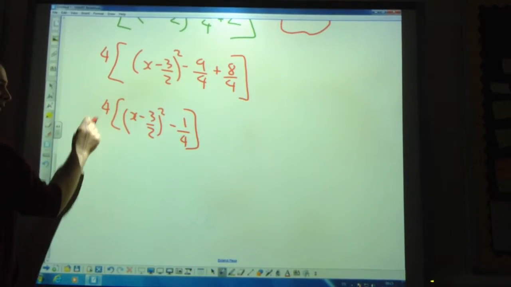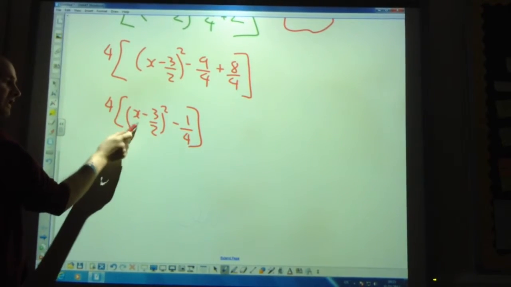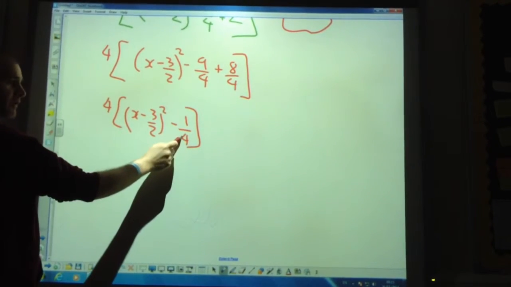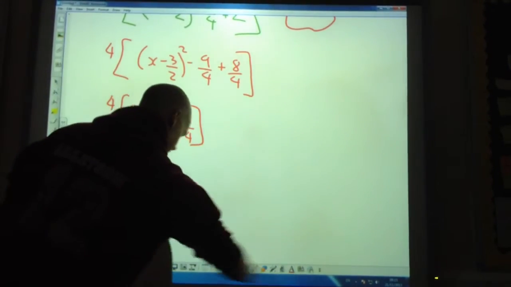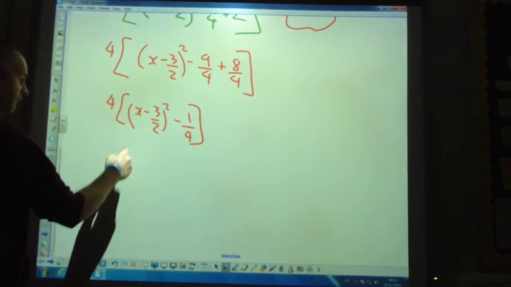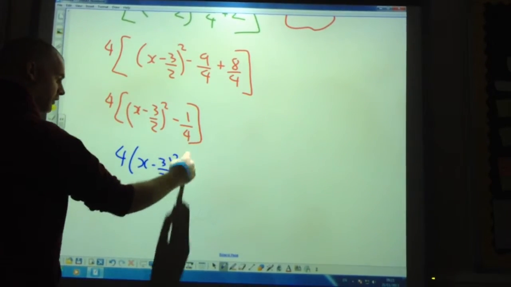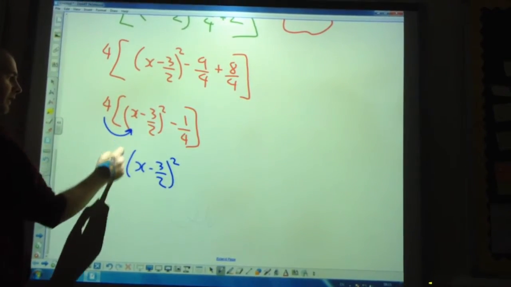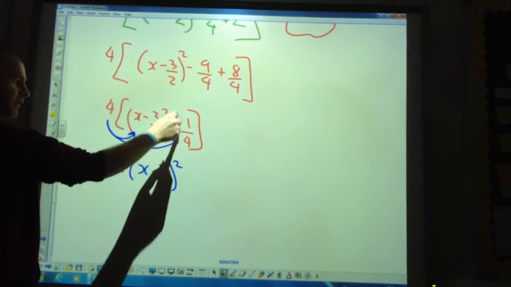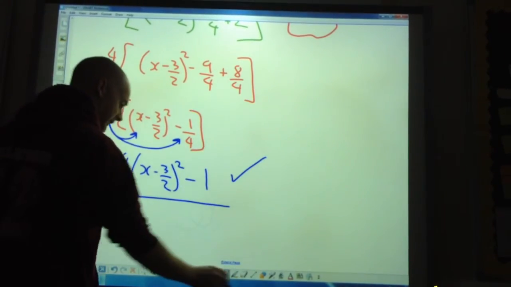Now you have to multiply the 4 back in, because the 4 will multiply by this bracket, just write it in front, and the 4 also multiplies the fraction. So your final answer is 4 times that. You leave it as x minus 3 over 2 all squared, which you could write as 1.5 if you wanted to. That's that times that, and then you do the 4 times the minus a quarter, which is minus 1. That is your final answer for completing the square.